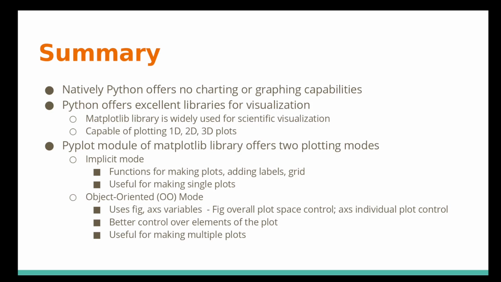The object-oriented mode makes use of two objects, fig and axis. Fig controls the overall plot space, whereas the axis controls individual plot space. They give better control over the elements of a plot, and they're very useful for making multiple plots. Of the two, clearly the implicit method is a bit easier. I certainly encourage you to start there, but with a little bit of practice, the object-oriented approach should also become second nature to you once you understand what's going on.